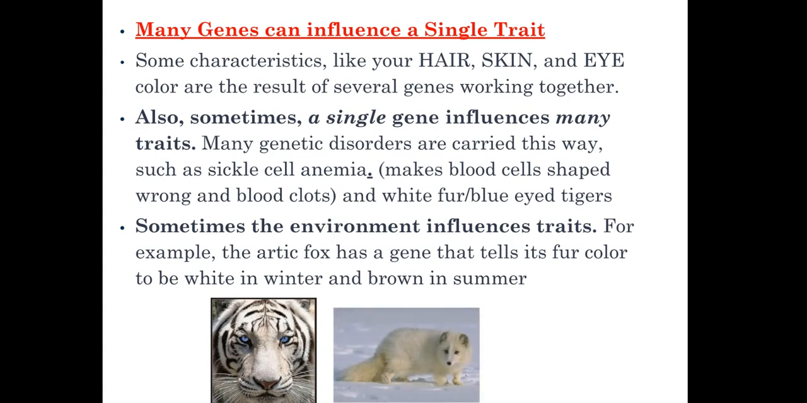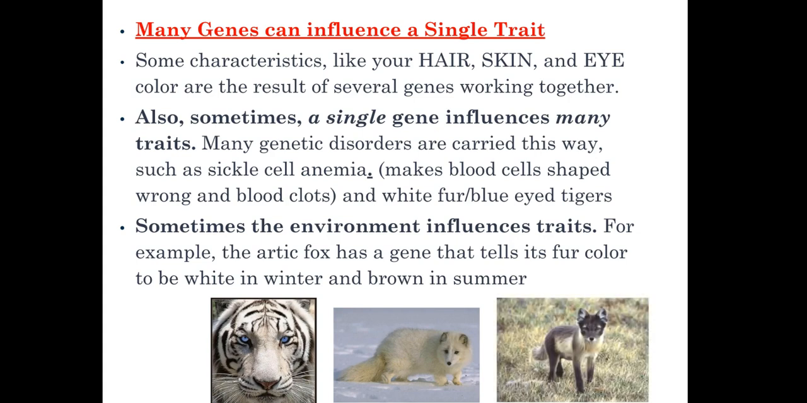Also, we saw in the little video clip that sometimes environmental factors can have a big play in how an organism looks. For example, the Arctic fox has a gene that tells its fur color to change. It's white in the winter to blend in with the snow and then gets brown in the summer because of that additional sun exposure. It browns the fur and then it can blend in with the surroundings now that there's no more snow.